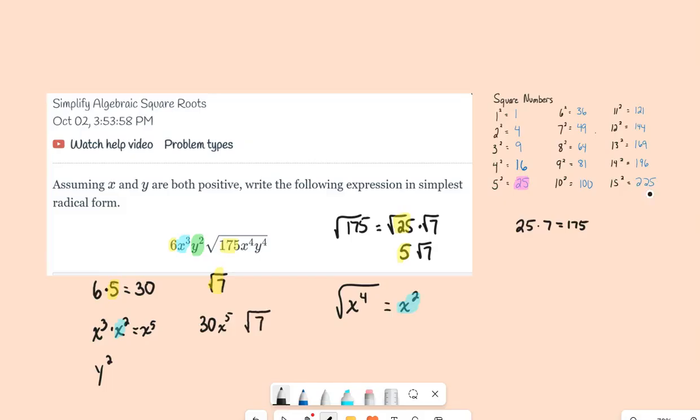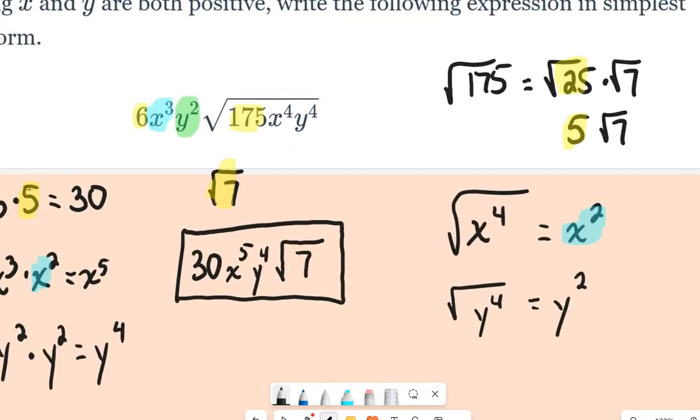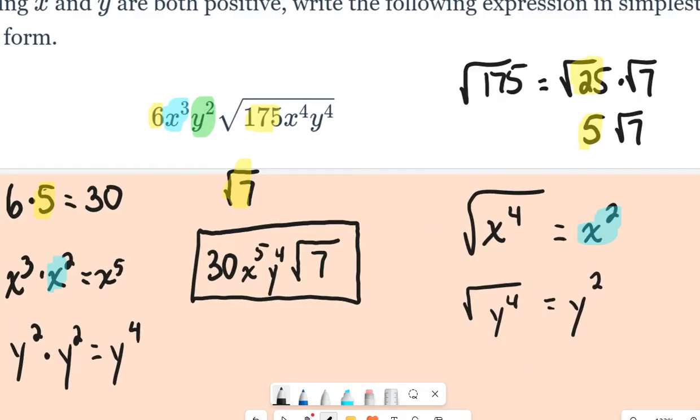Okay. Now we've got to do y. We also know that y to the power of 4 would be the same as y times y times y times y, which is y squared. So we're going to be multiplying that to y squared, and using the product property there, we've got y to the power of 4. And that's the only thing left down here. So there's nothing left to clean up under the radical. The solution to this problem is 30 times x to the power of 5 times y to the power of 4 times root 7. Let's try one more.